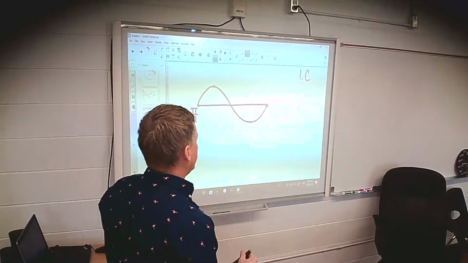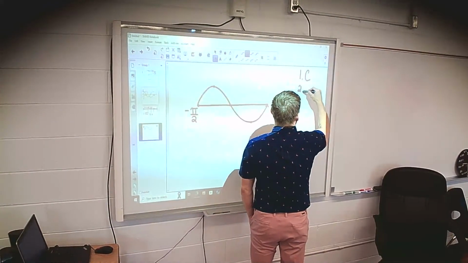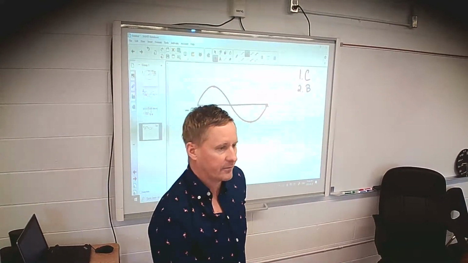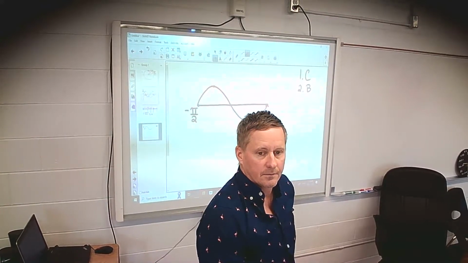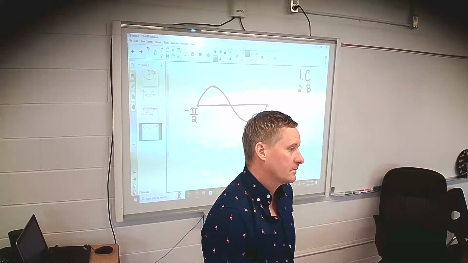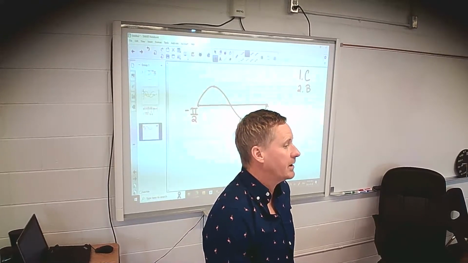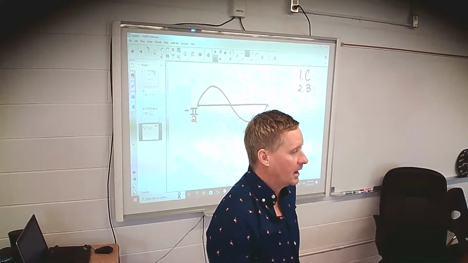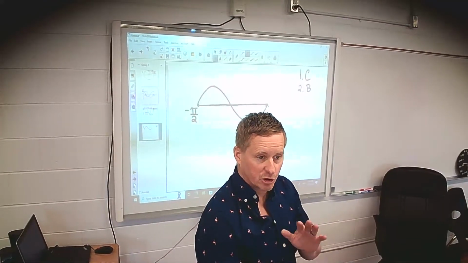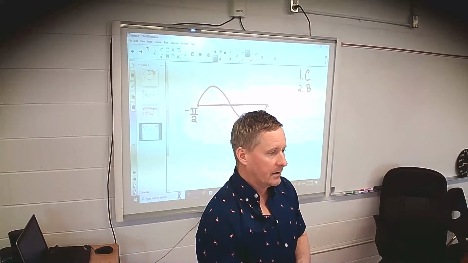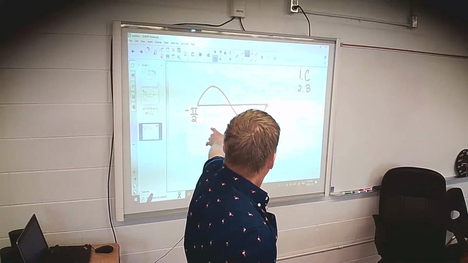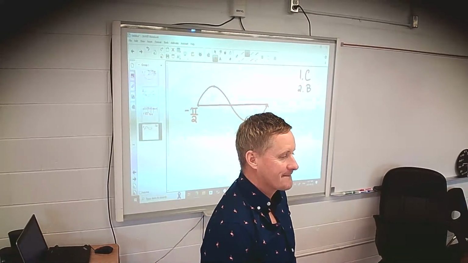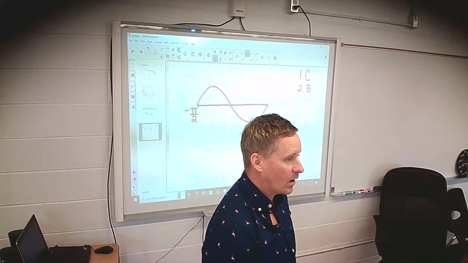The second thing I need to do is identify what my period is. Using B, what is my period for this graph? 1. That's my B. So what's my period? 2 pi. 100% agree. So I'm going to add 2 pi to negative pi over 2. My B value is 1, so my period is 2 pi.